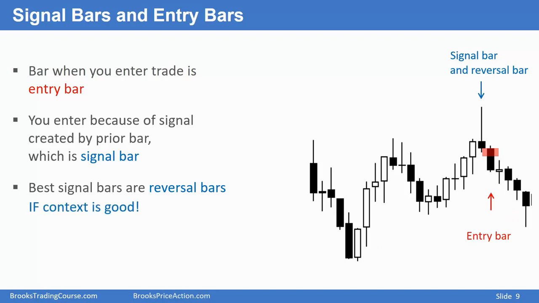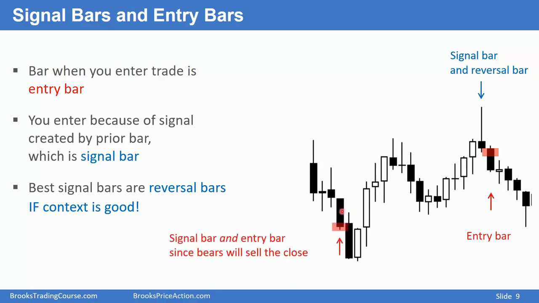Sometimes you get a signal bar that's also an entry bar. So for example, look at this bull bar. It's breaking above a tight bear channel and it's closing far above the high of the prior bar. Yes, it's signaling that traders should go long, but a lot of traders will look at this close and they'll buy the close. And if they do, then they're entering on this bar, and this bar is also the signal bar. And the opposite is true over here.